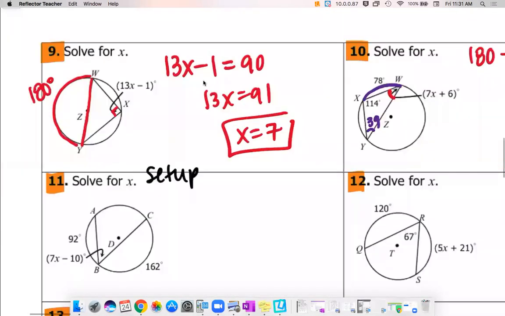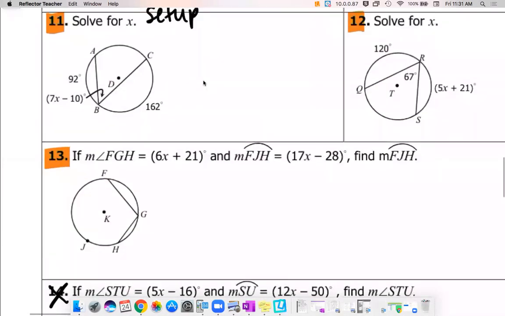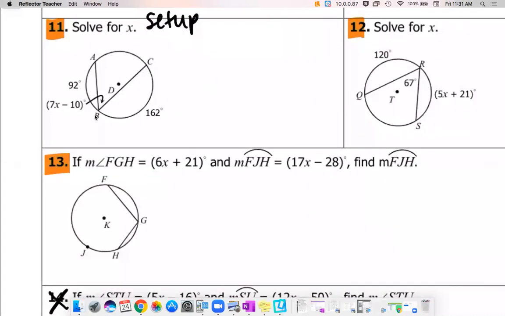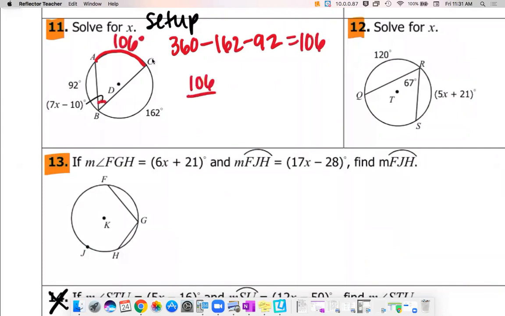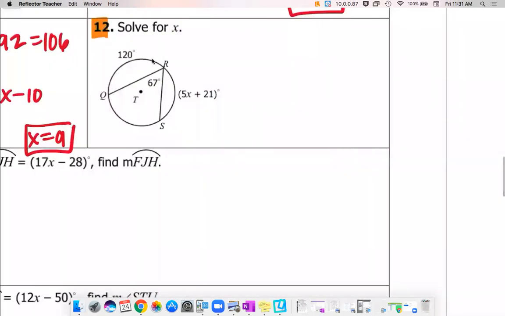Awesome. 11, we're just going to set up and not solve all the way. So let's see. You have this arc is 92, this is 162. So I can get the measure of AC by doing 360 minus 162 minus 92. And that would be 106 degrees. And then remember, this inscribed angle is half of that. So I can do 106 divided by 2 is equal to 7x minus 10. And then I can just solve down for x. And I think this one becomes x is 9 if you want to keep going. Okay, 12. Let's see what I did here.